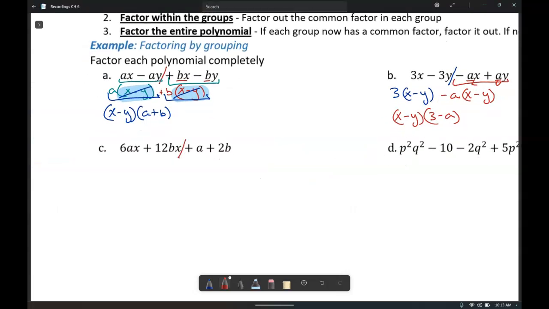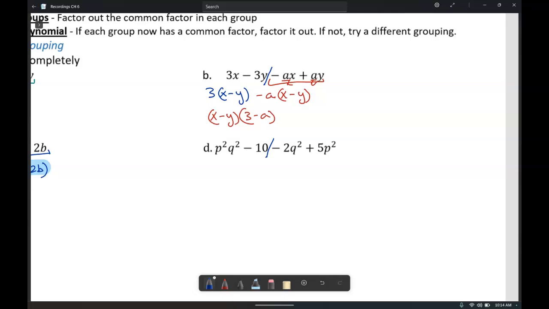We can continue and split. And here we already have a plus 2b, but we need to factor out something, and we can always factor out 1 or negative 1, depending on whether or not we need to change the signs. So that way we have our common factor of a plus 2b, and we're left with 6x plus 1.